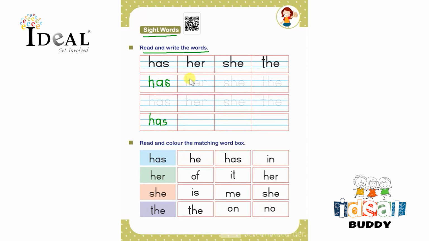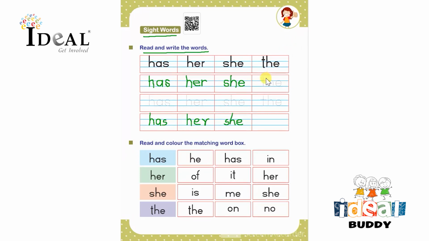Another word is her, H-E-R, her. So here they will be tracing it first and then they have to write it on their own. Another word is she, S-H-E. So again they will be tracing it twice and then writing it on their own.